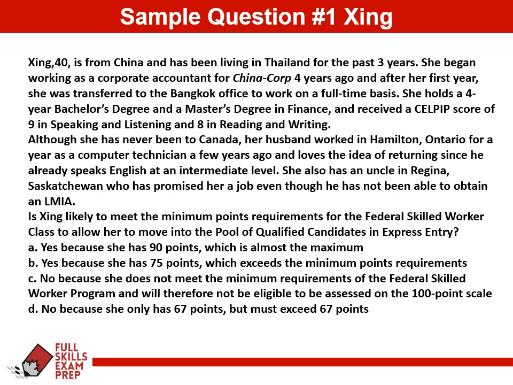The person is named Shing, and remember that this is your easy sample question. So I'll read this out to you just in case you are listening to this while doing something else. Okay, we have Shing. Shing, 40, is from China and has been living in Thailand for the past 3 years. She began working as a corporate accountant for China Corp 4 years ago, and after her first year, she was transferred to the Bangkok office to work on a full-time basis. She holds a 4-year bachelor's degree and a master's degree in finance, and received a CELPIP score of 9 in speaking and listening and 8 in reading and writing.